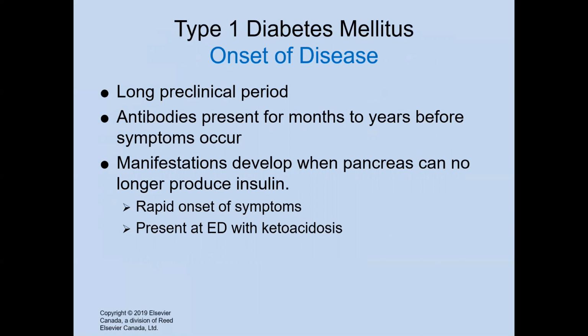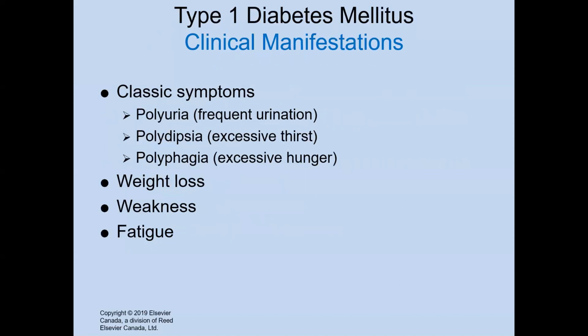They are rapid, and often patients will present in the emergency department with ketoacidosis. And so we always watch for a recent history of sudden weight loss, and those classic symptoms of polydipsia, which is excessive thirst, polyuria, frequent urination, and polyphagia, which is excessive hunger. When we're looking at clinical manifestations, we want to look at those three things we just talked about: polyuria, polydipsia, polyphagia, that weight loss, weakness, and really indescribable fatigue.